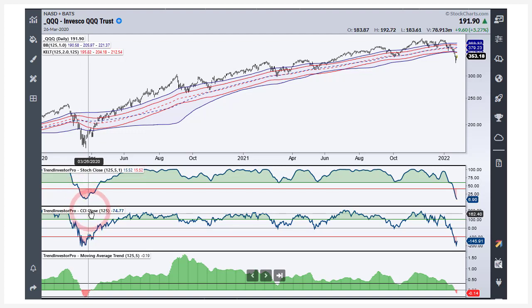And then we have the CCI, Commodity Channel Index, based on closing prices. We can see it turned bullish a little later, in May. And then we have the direction of the 125-day moving average, and it turned bullish in early April when the 125-day moving average turned up.